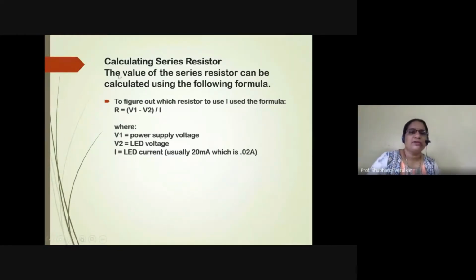So suppose you have to connect 3 to 4 LEDs in series, then how are you going to calculate the series resistance? The value of the series resistance can be calculated using this formula: R is equal to V1 minus V2 upon I, that is the current. What is the current flowing through the resistor? We know that it is 20 milliampere, that is nothing but 0.02 ampere. V1 is the supply voltage, whatever battery you are going to use, and V2 is the LED voltage.